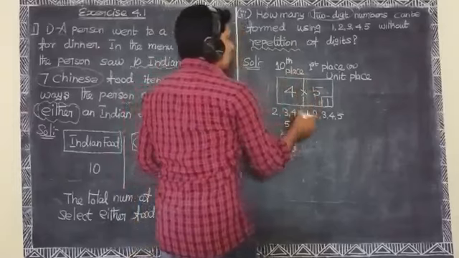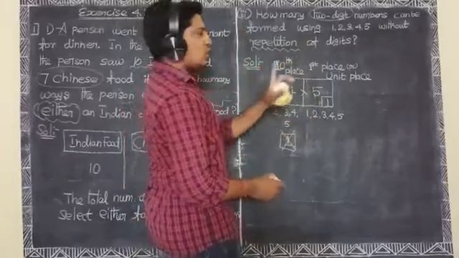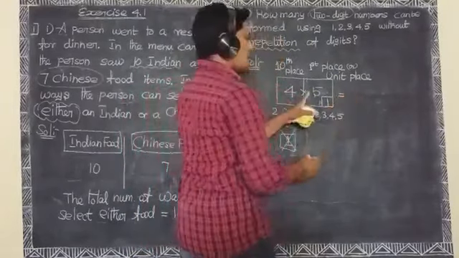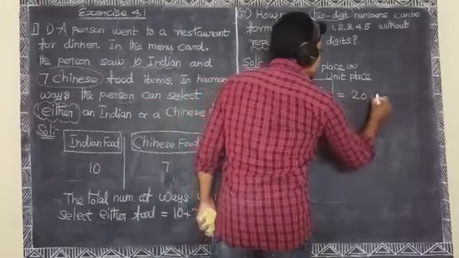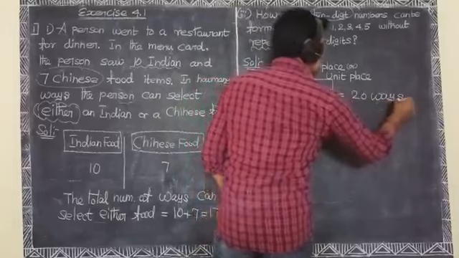The total number of 2-digit numbers without repetition, using the product rule, is 4 into 5, which is equal to 20 ways.